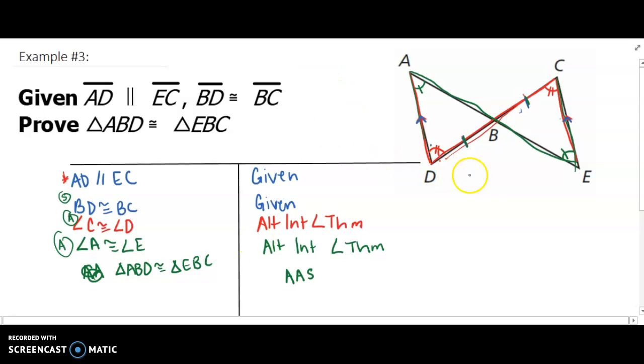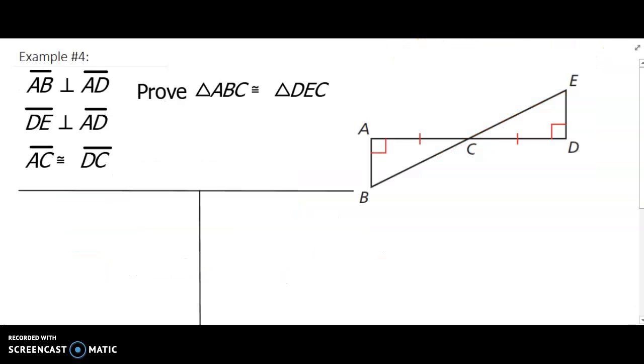Now, some of you, if we wanted to, we could have done this angle and this angle as vertical angles as well, and just one of these two. And if you did this one and D, this one and C, then you could do angle side angle. So there's several ways you could have done this. It's just whichever way your brain works. All right, I want you to try to do this one on your own, and then we will go over it.